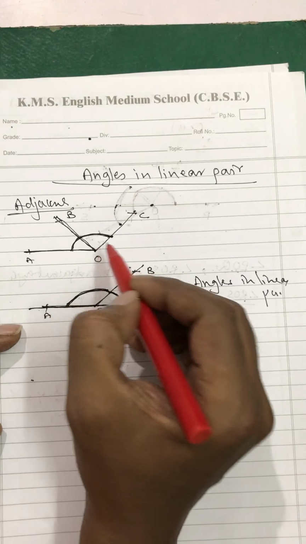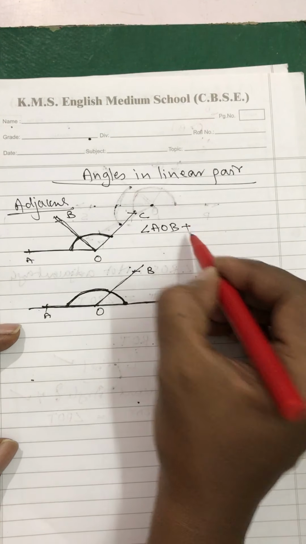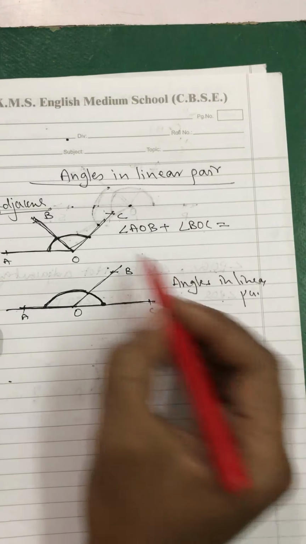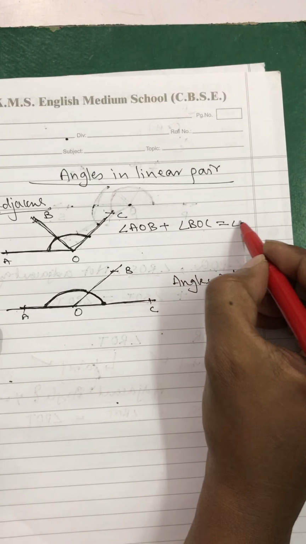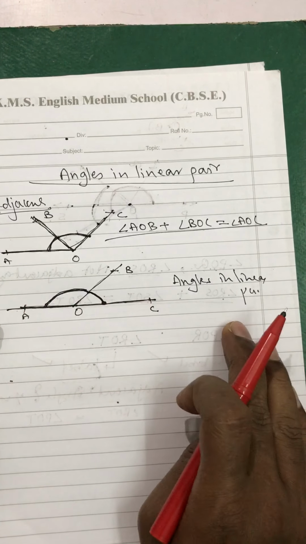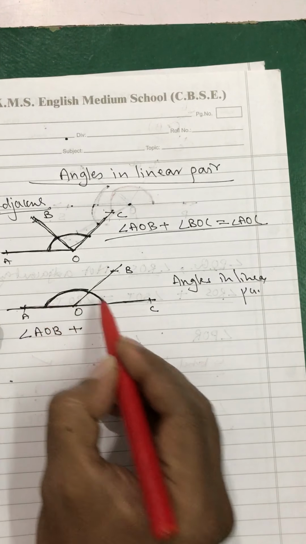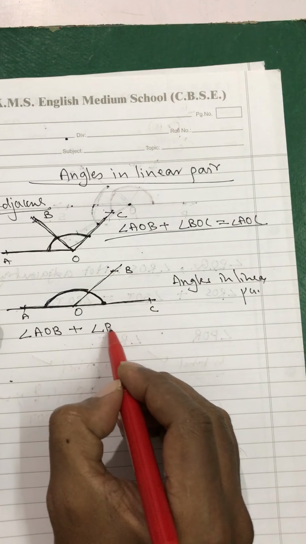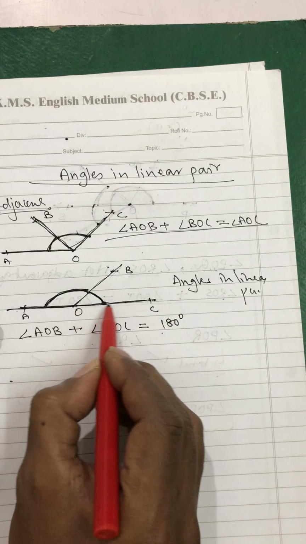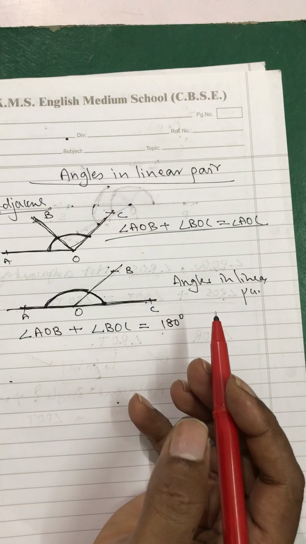See, so here they are adjacent angles. This will be angle AOB plus angle BOC, which will be equal to the full angle AOC. This is the equation for adjacent angles. And same, if they are forming a straight line, then angle AOB plus angle BOC will be equal to 180 degrees, because this is angle AOC, and the angle of a straight line is 180 degrees.